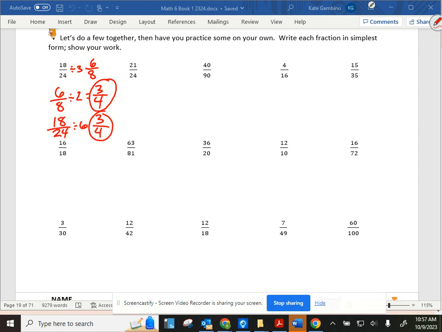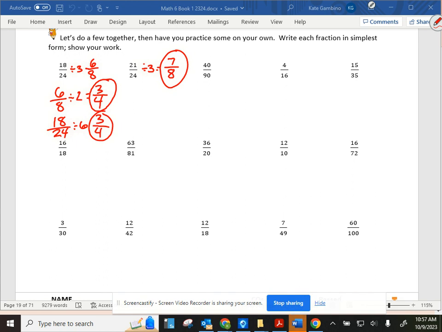So let's do one more together. 21 over 24. What can I divide out? Liv. What is 21 divided by 3? What is 24 divided by 3? Can I divide anything more out of 7 and 8? No. That's as low as we can go, so that is our answer. So this is showing my work, showing what scale factor I am dividing out.